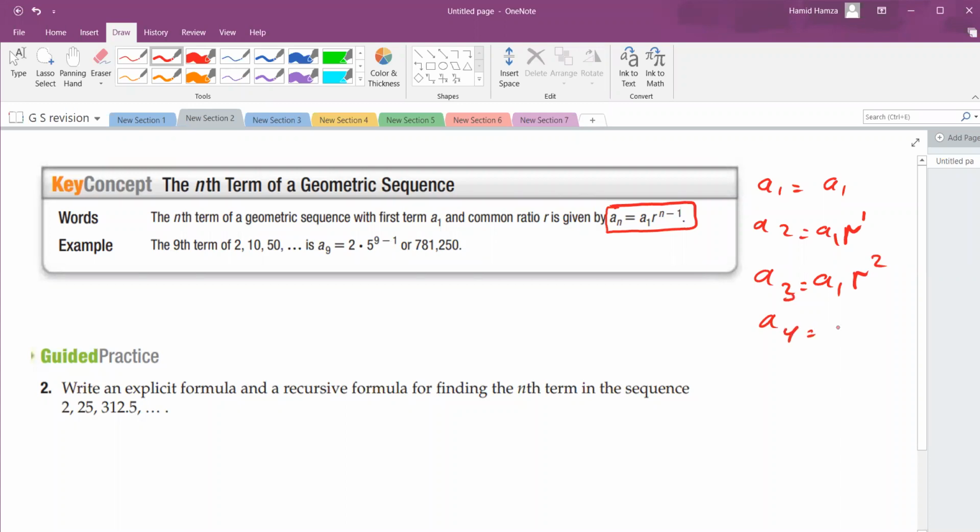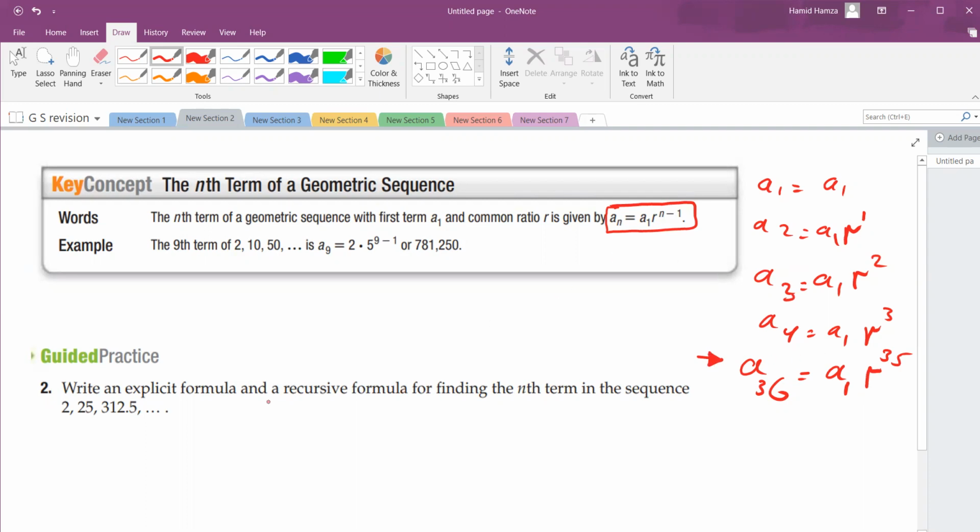a4 will be a1 r to the power 3. Now, notice the connection between the power and the order of the term. The power is always less than the order by 1. For example, A36, the term with order 36, will be equal to what, guys? A1 r to the power 35. Like this. This is a shortcut way to write a specific term using the general term.